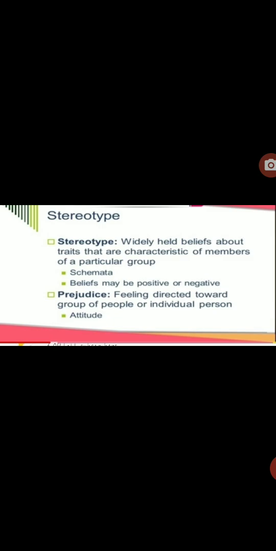First of all, we will see what is prejudice. Here are two terms, stereotype and prejudice. Stereotype means widely held beliefs about traits that are characteristic of members of a particular group.